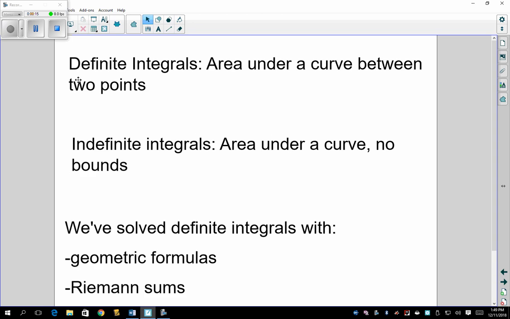We've already discussed what a definite integral is. It's the area under a curve, and it is always between 2 points. The way we write a definite integral looks something like the integral from a to b of f of x dx. That's our general notation for a definite integral.